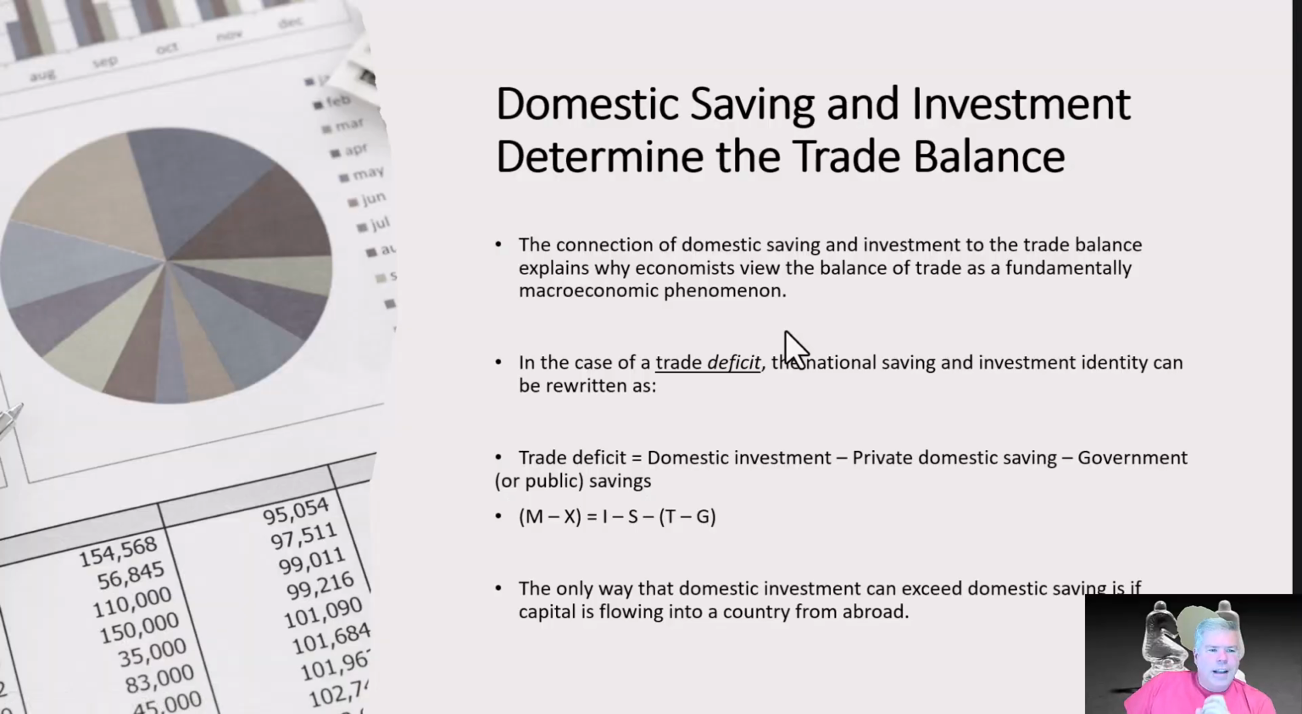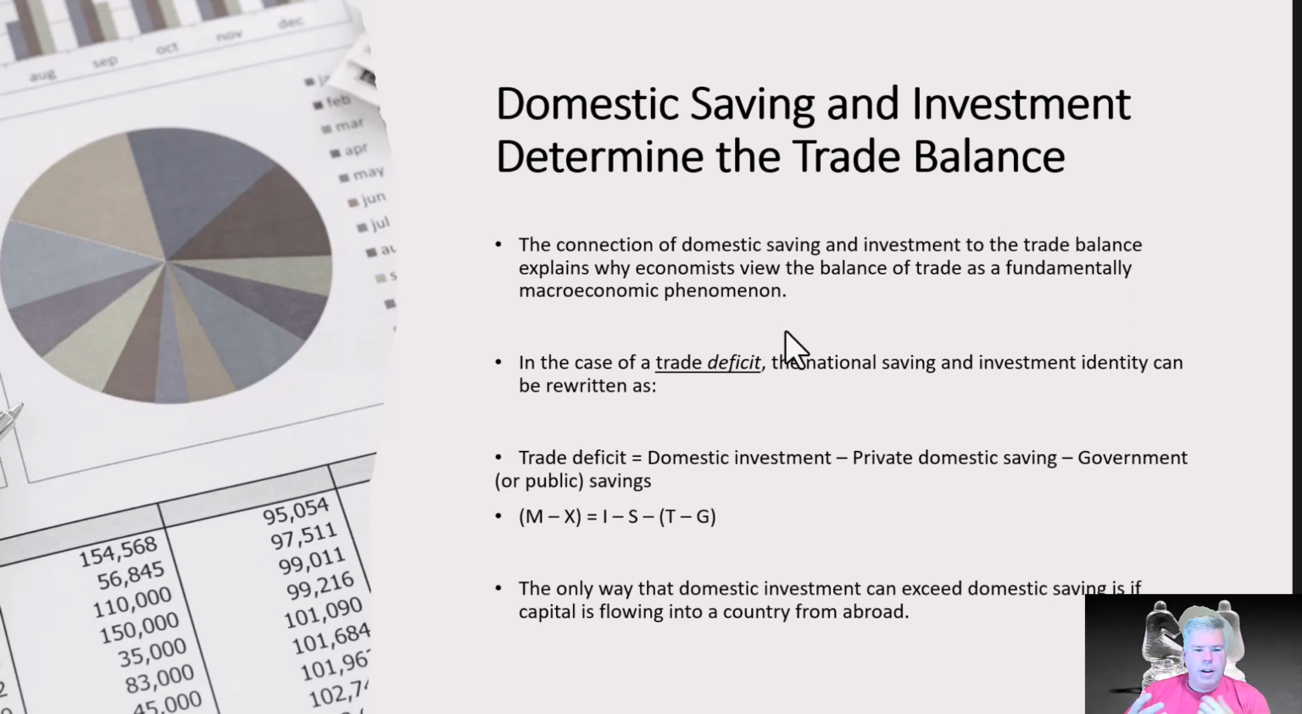The connection between domestic savings and investment to the trade balance explains why economists view the trade balance as fundamentally a macroeconomic phenomenon. So we're looking at domestic savings and domestic economic activity, and now you've got this trade balance that needs to get covered off, and as a result, that becomes money that's not invested currently in the local economy.